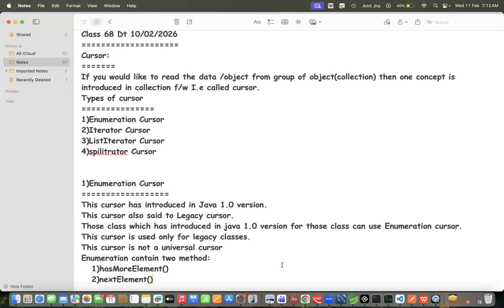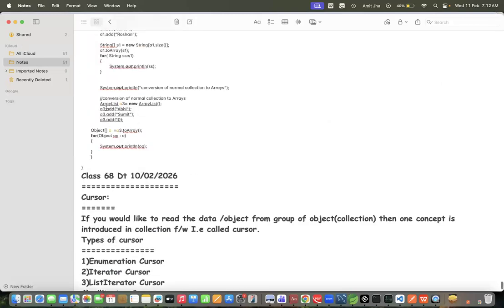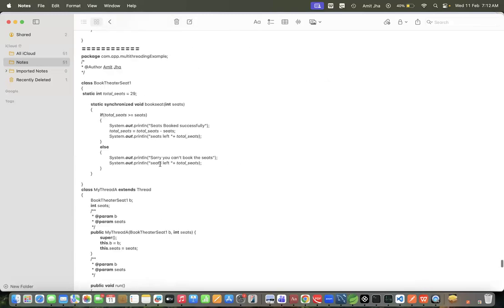So the first method, what does it do? The first method hasMoreElements checks whether an object is available or not in the collection. Suppose in the collection you have three objects: Abhi, Sumit, 10. This method will check.